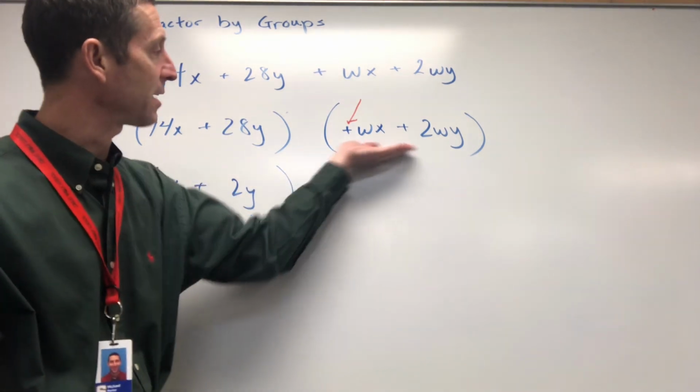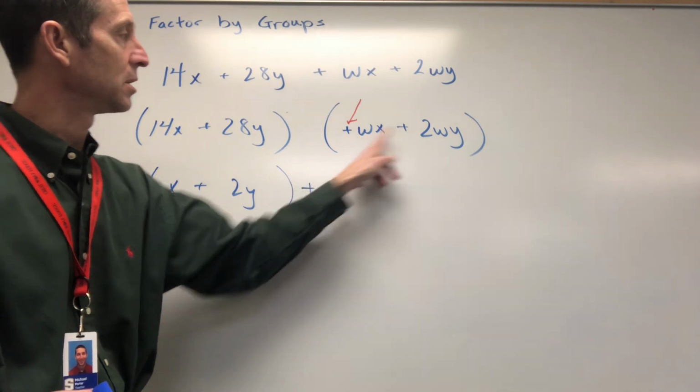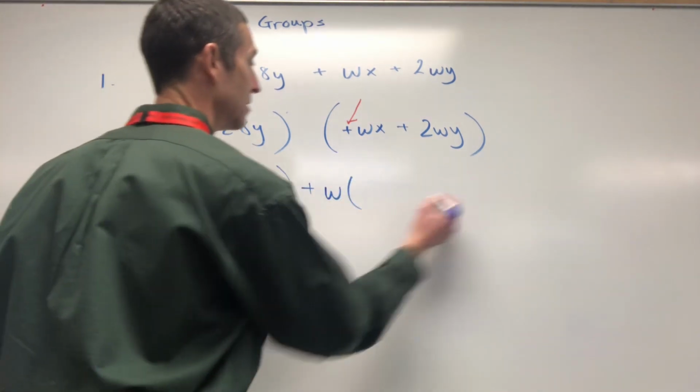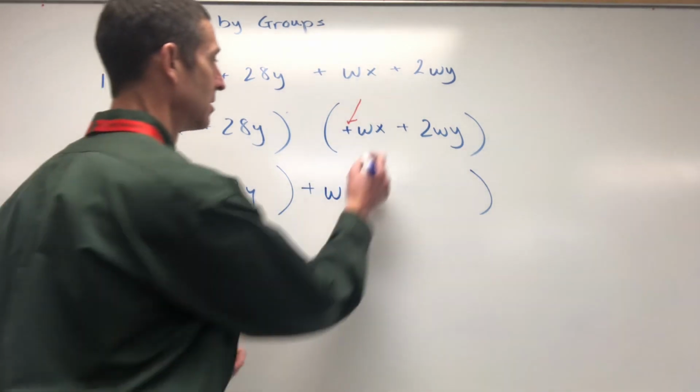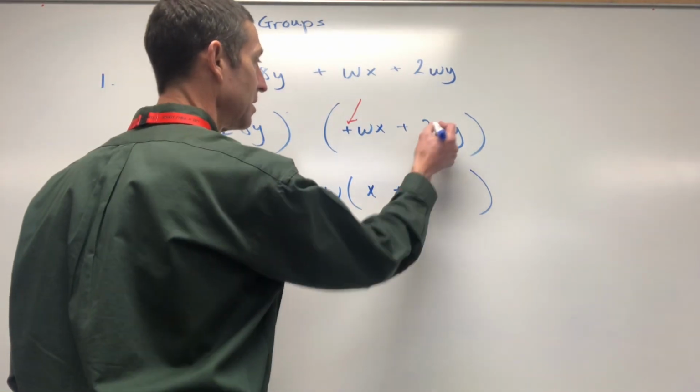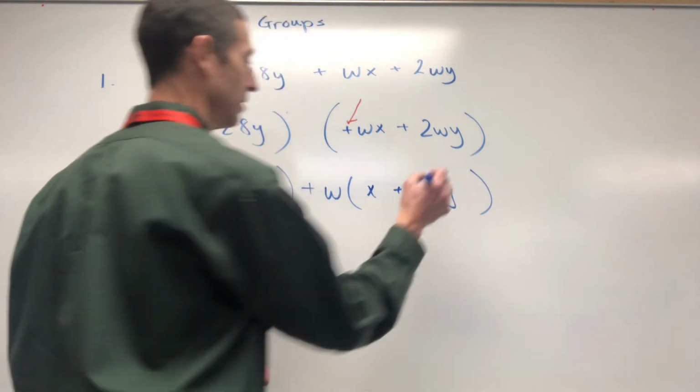All right, let's see if we can factor something out. Not a 2. Oh, the W. You can get a W out. So for your second factoring project, you take out the W. You got an X left, you got a plus sign, and you got a 2 and a Y left.